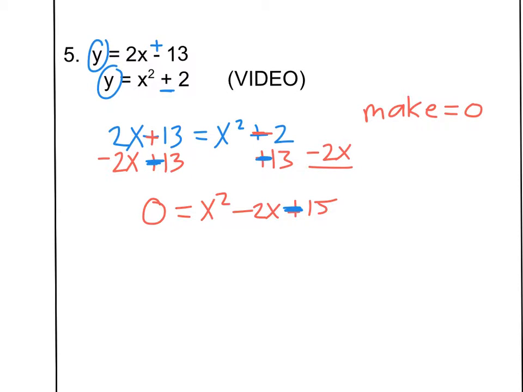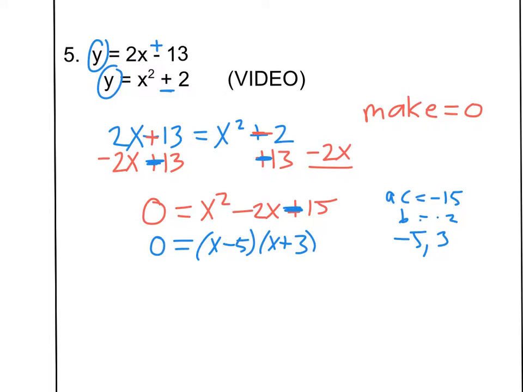And by golly, now this is going to be factorable. I've got an a times c that's equal to negative 15. With b of negative 2, that's going to be negative 5 and positive 3. So we get 0 is equal to x minus 5 and x plus 3, which means that x is equal to 5 and x is equal to negative 3.